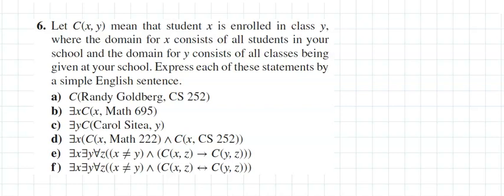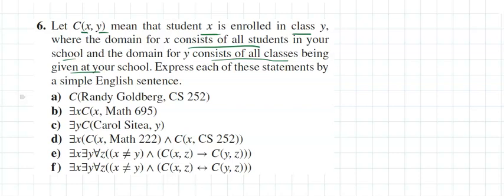Number 6. That's too many of those, but it's all good. Let the predicate mean that student x is enrolled in class y. The domain of x consists of all students in your school, and the domain of y consists of all the classes being given at your school. Express each statement by a simple English sentence. So we use C here. A says RG is enrolled in CS, Computer Science 252, or whatever that is.